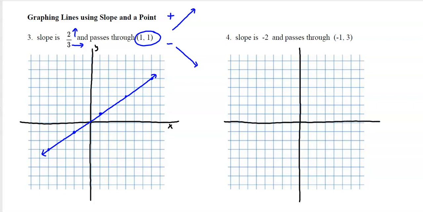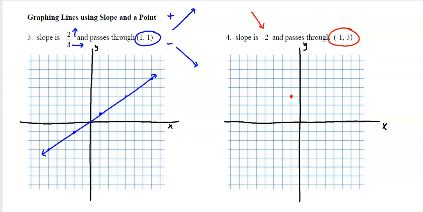Some questions are only first quadrant, so I like to leave it open to you. Little x, little y. I pass through (-1, 3), so go left 1, up 3. So there's where I go through. Now a slope of -2.